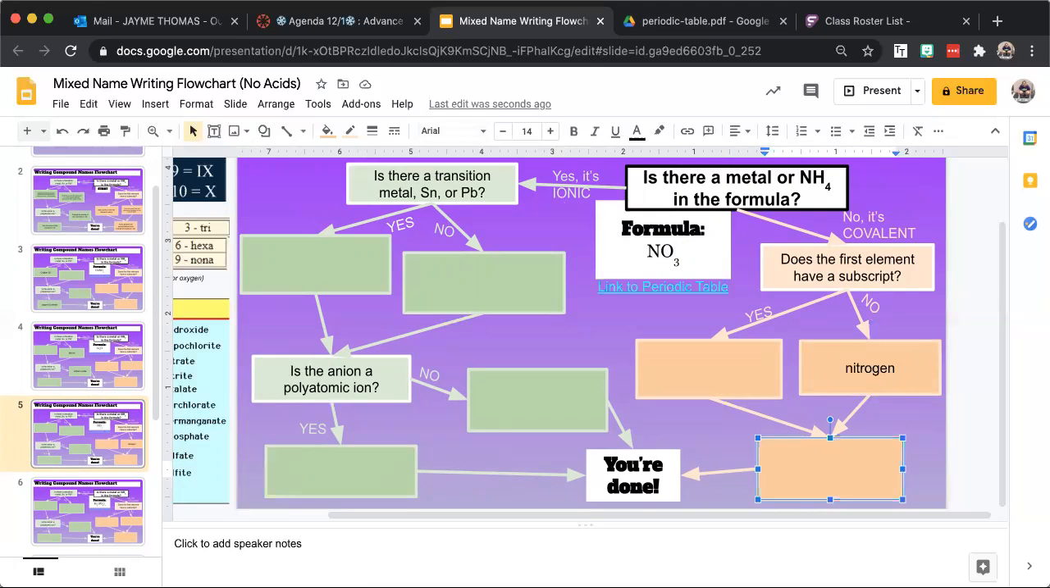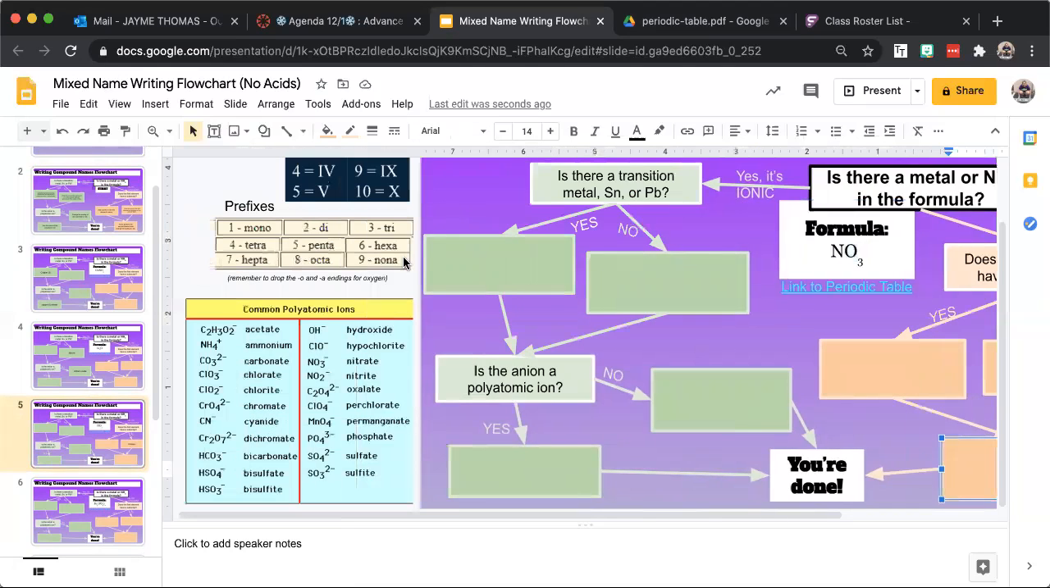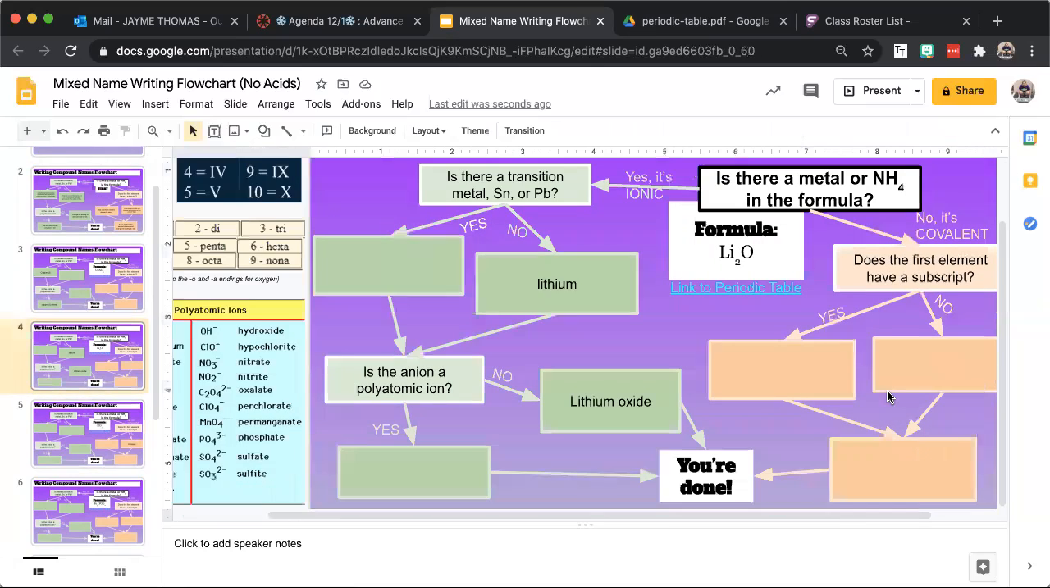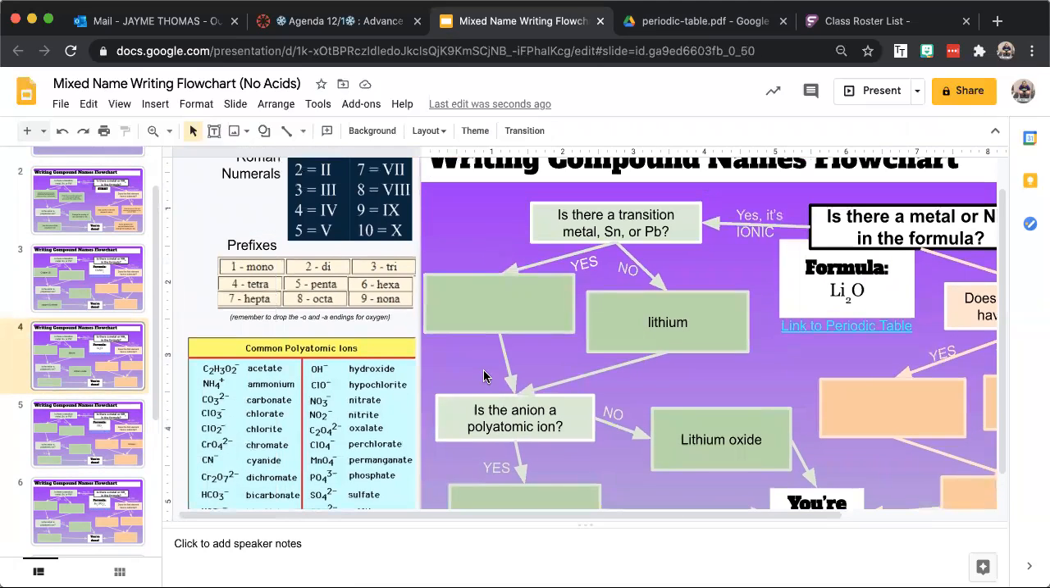So this is where I would need to look at my little table of prefixes here. All of this, you can add to your notes, guys, the Roman numerals and the prefixes. That way you have it written down to refer to for your test next week. But if I look, what's the prefix for 3 that I would need to use? Scoot over here so y'all can see it.